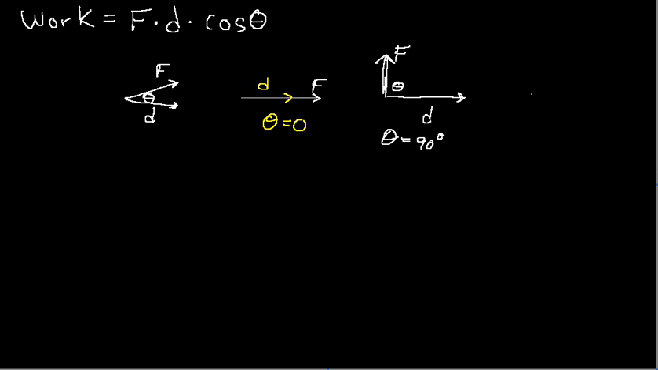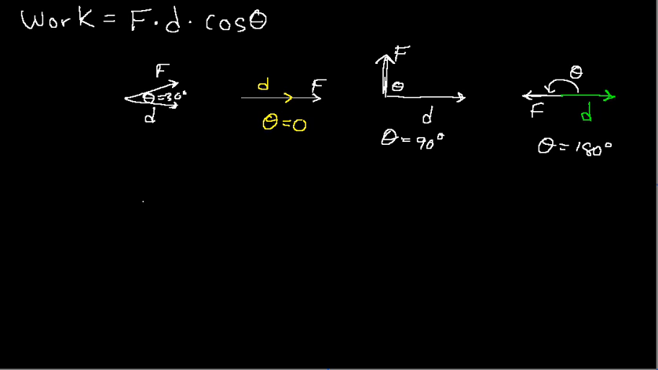All right, what happens if my force is in this direction and my displacement is in this direction? Well, in this case, the angle between the force and the displacement is this angle here, theta. And in this case, theta is going to be 180 degrees. All right, so there are three cases here. Let's say this one here, for example, has 30 degrees.